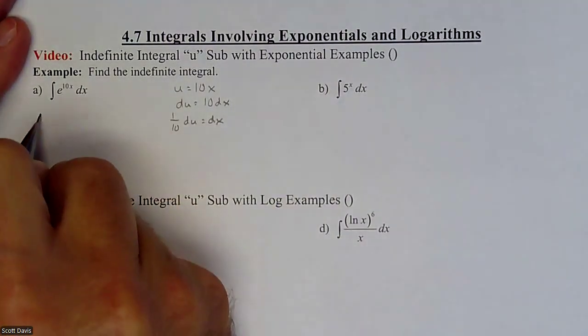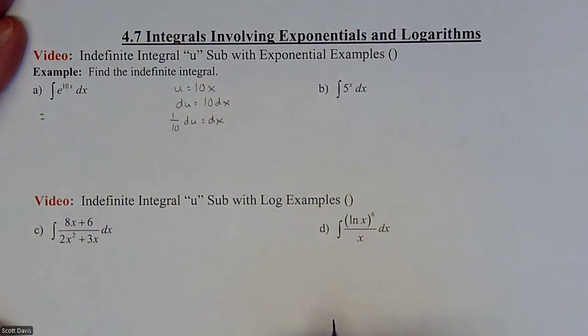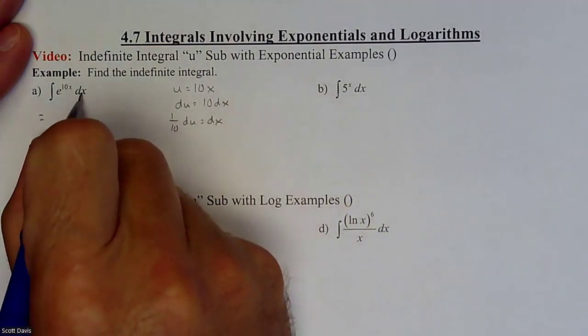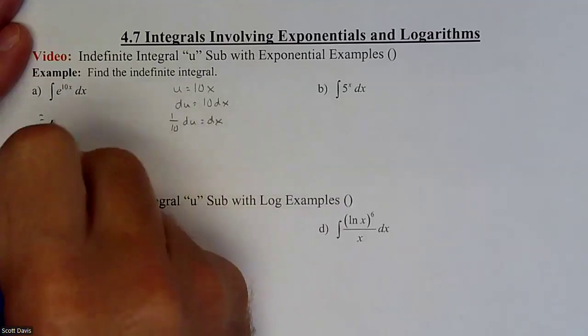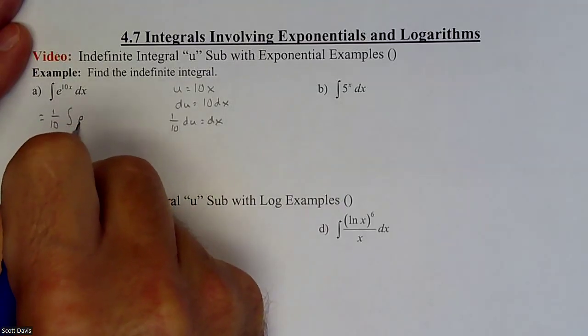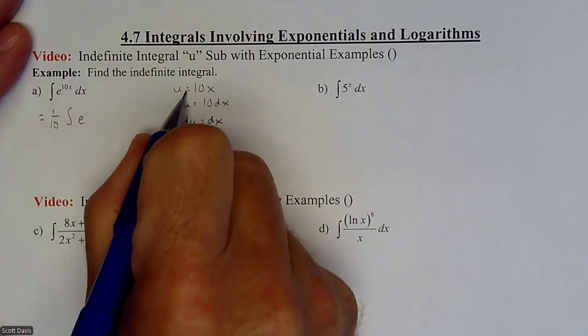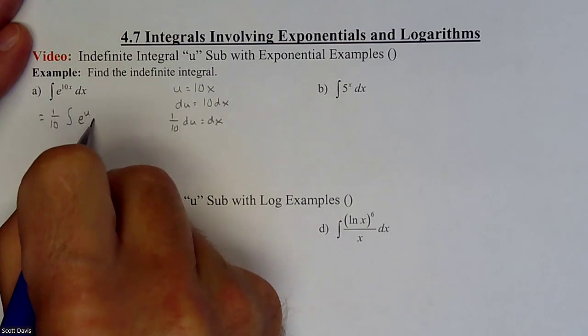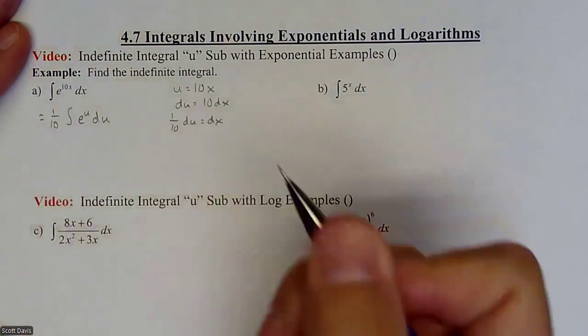And then I'm going to rewrite this to put it in terms of u to make our antiderivative a little bit easier to work with. So I'm going to replace dx with 1/10 du. The 1/10 I'm going to put on the outside, and then my 10x is going to be replaced with u, and then I'm going to finish the rest of the dx substitution with du.